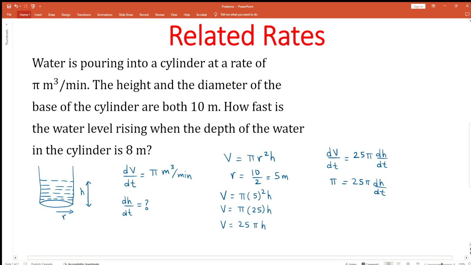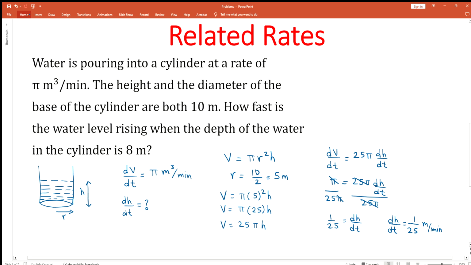We can isolate dh over dt by dividing both sides by 25 pi. On the right side, the pi's cancel each other out. So I get dh over dt equals 1 over 25. And the unit is meters per minute because the rate of change for volume is meter cube per minute. This should be the final answer for this problem.